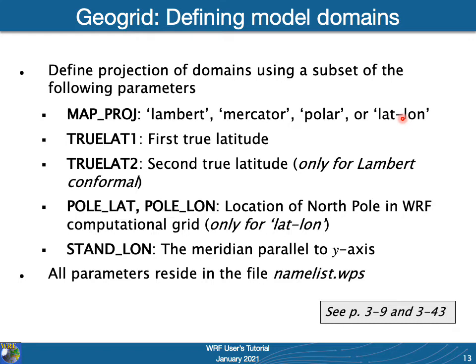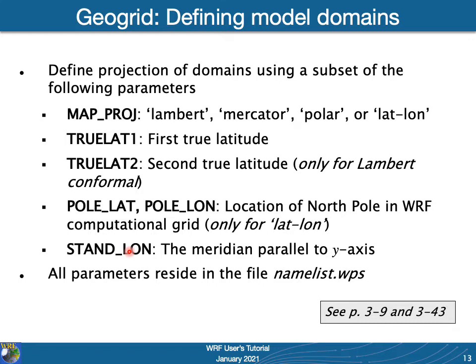Depending on which map projection we're setting up, we may need to specify either one or two true latitudes. And if we're setting up a latitude-longitude projection, we can optionally specify pole latitude and pole longitude to rotate the pole of the projection away from the North Pole of the Earth. And the rotation of latitude-longitude grids is described in more detail in Chapter 3 of the ARW User's Guide. Lastly, there's a parameter called standard longitude, which is not formally part of the map projection, but it describes the longitude line that's parallel to the y-axis in our model grid.